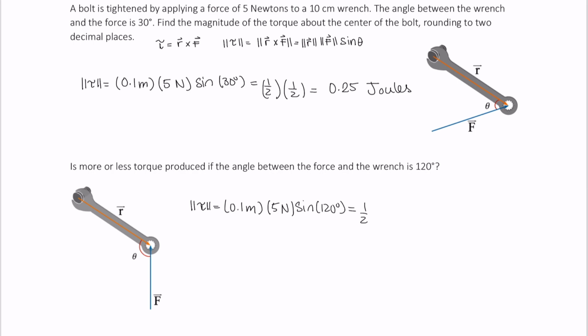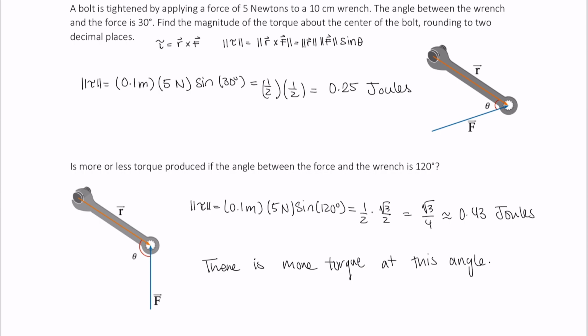So this is 1/2 times √3/2, which is the sine of 120 degrees. That gives us √3/4, and that's about 0.43. So as we can see, the torque is greater in this case.